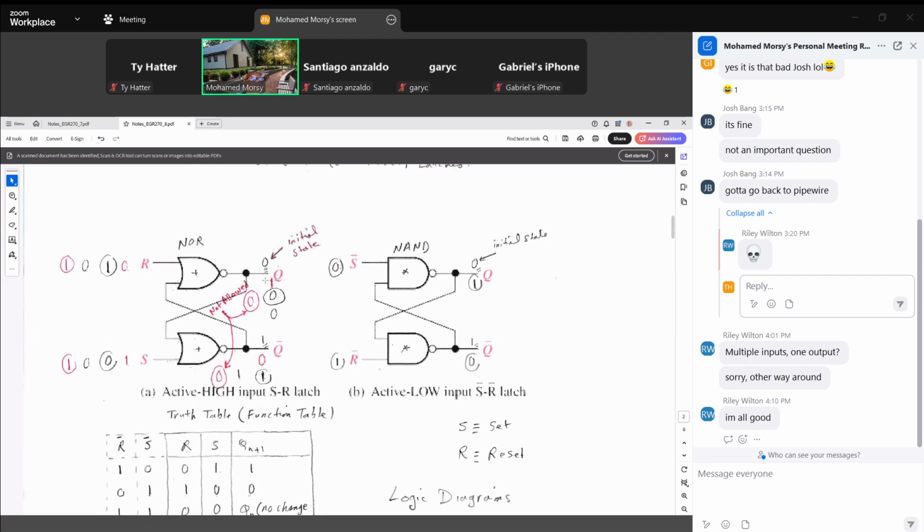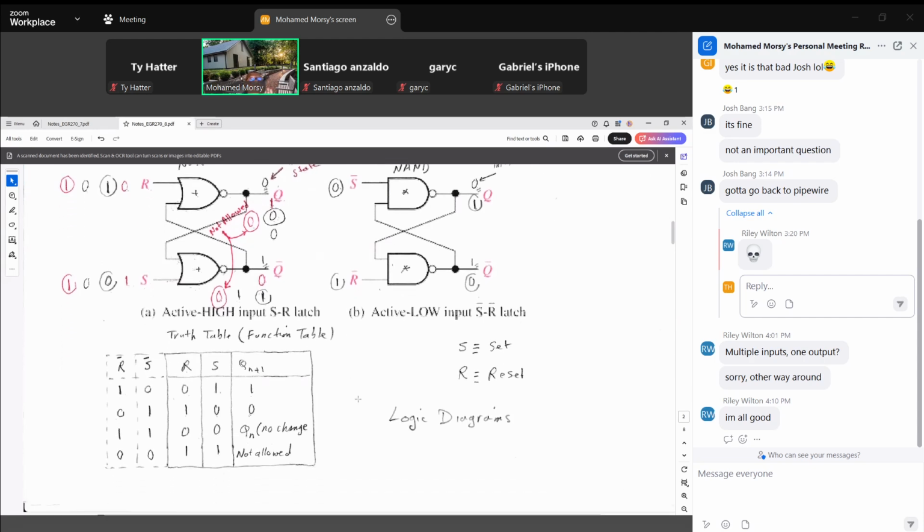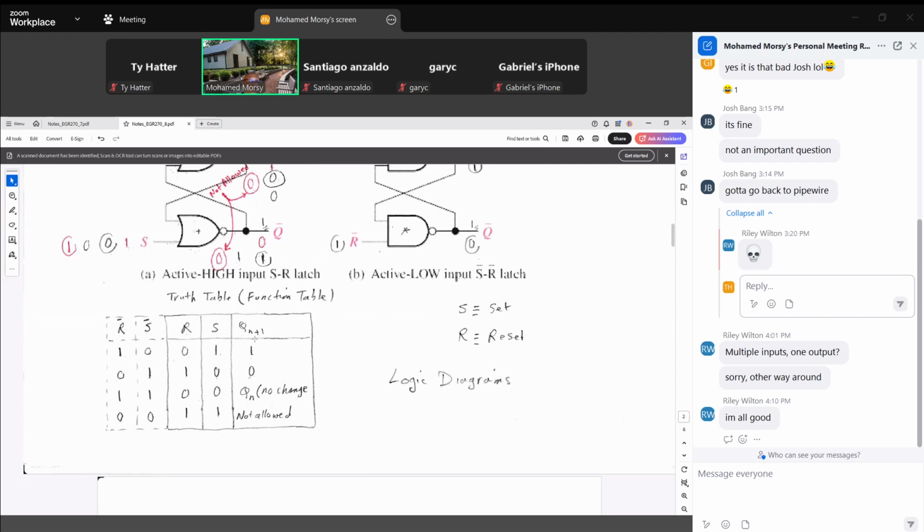To differentiate between the new status and the previous status, we talk about Qn plus 1 and Qn. Qn plus 1 means the new status or the new output, and Qn means the previous output. So when we say Qn plus 1 is Qn for S is 0 and R is 0, this means there is no change in the new output.